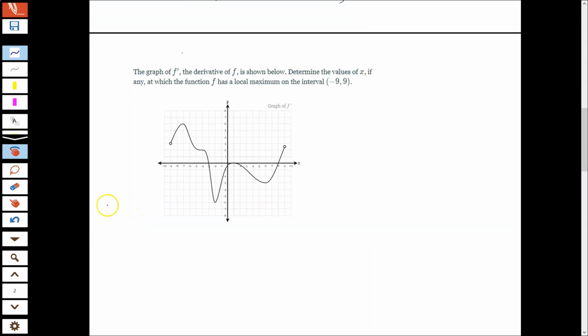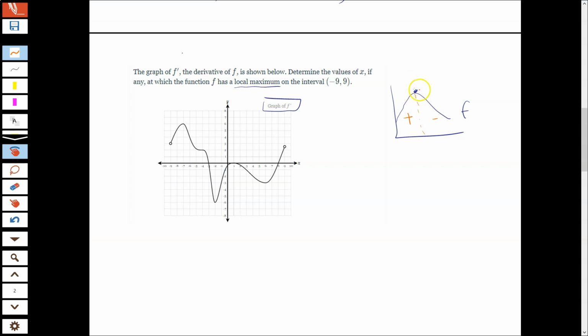So here, determine the values of x at which the function has a local maximum on the interval -9. Again, we're given the graph of f prime. So let's think about what that means. So my graph of f, I don't know what it looks like, but I know I'm looking for points that look like that, right? So if this is f, I want a maximum. Thinking about my derivative, it should be positive to the left of this point and negative to the right, right?